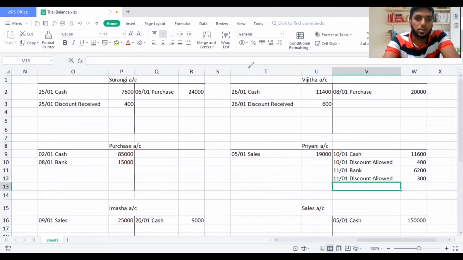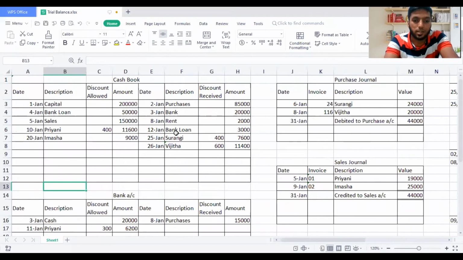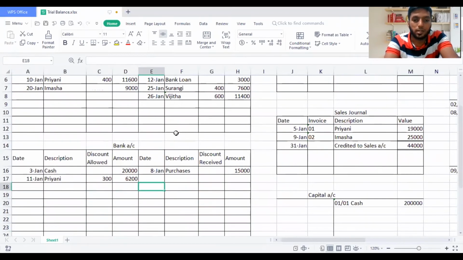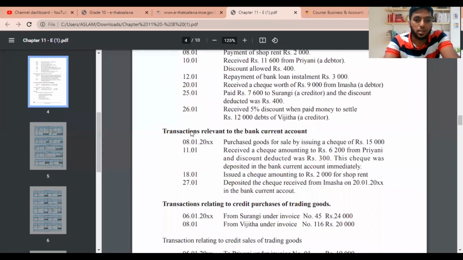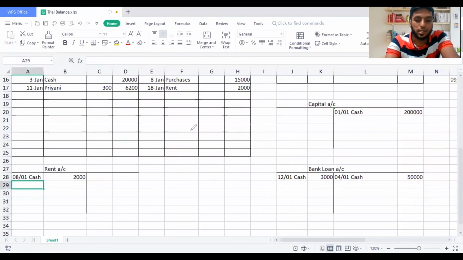Then we move on to the next part of the adjustment. We have issued a check amounting to 2,000 for shop rent. So you are paying a shop rent amount. Earlier also you paid rent under cash account, but now you can put it on the bank account. And what's the date you are paying the rent? Let me write the amount, rent 2,000. They have paid the rent on 18th first. So I record 18th first as the date of transaction. So I'll move on to my rent account and I'll write 18th first as bank, and I'll record here 2,000, right? So that easy guys, recording this adjustment.